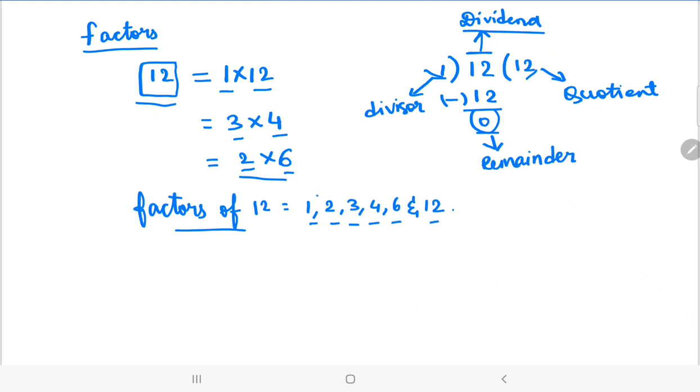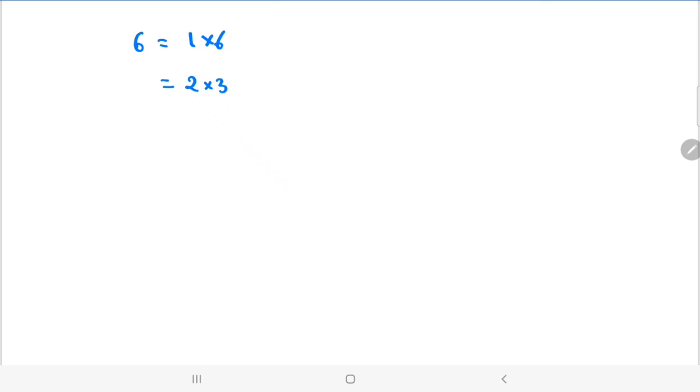Always remember that 1 is a factor of every number, and also that number itself is a factor of itself. So students, for your better understanding, let us take one more example. 6 can be written as 1 into 6 and 6 can also be written as 2 into 3. So here the factors of 6 are 1, 2, 3 and 6. As I told you, 1 will be a factor of every number, and that same number will also be a factor of that number.